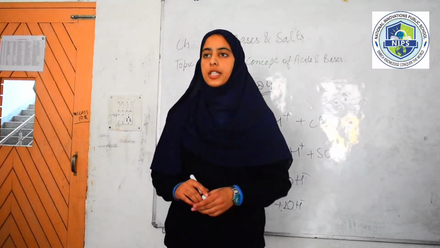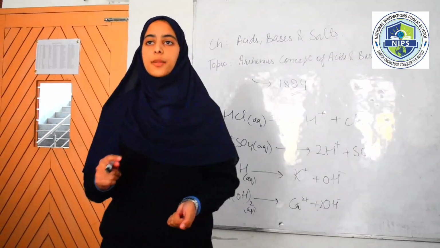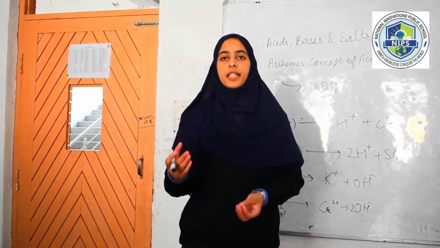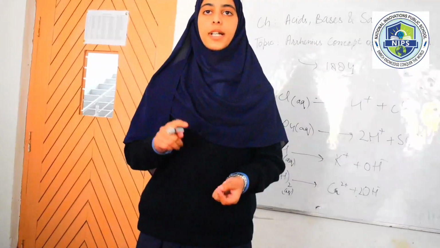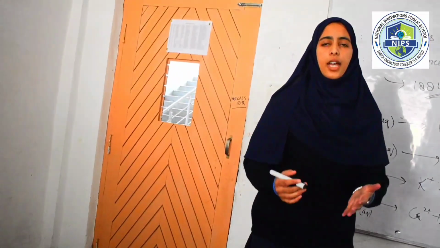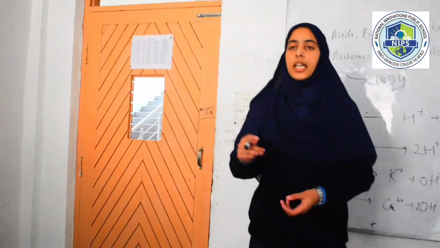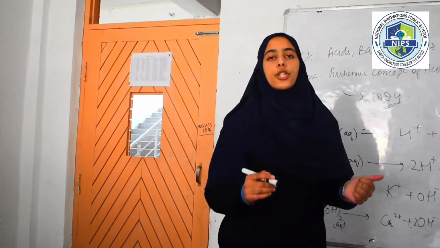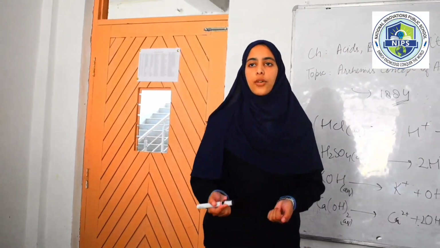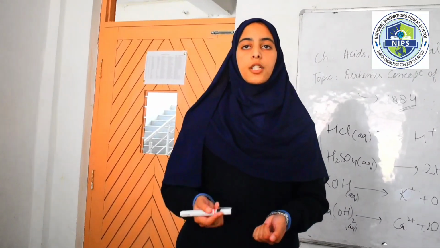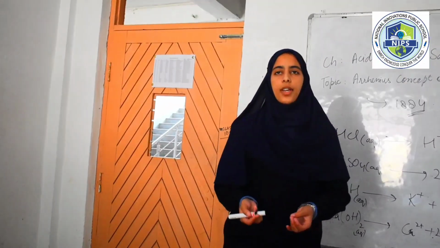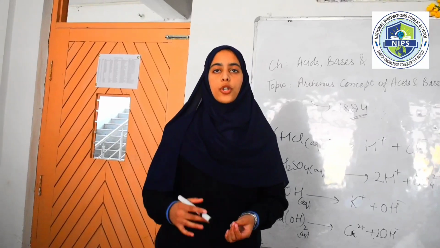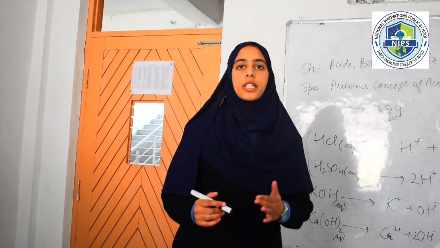So second limitation is that this theory was unable to explain, or we can say this theory is unable to explain in the present day as well, the acidic nature of some acids which are acids but don't possess H positive ions. Like we have sulfur dioxide, we have carbon dioxide. These are acids but these don't possess H positive ions. Similarly, this theory is unable to explain the basic nature of some bases which are bases but don't possess OH negative ions. Like we have ammonia, we have calcium oxide. These are bases, but these don't possess OH negative ions. So these were its limitations.